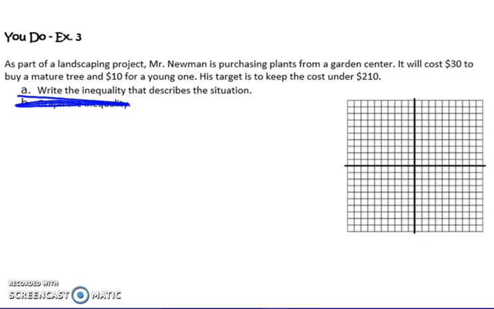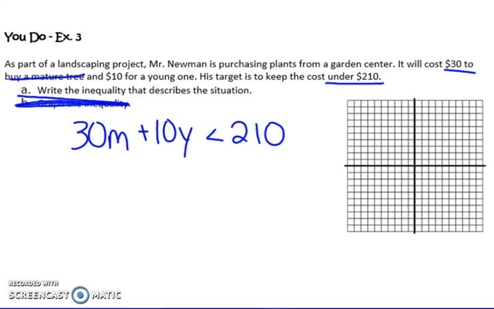His target is to keep the cost under $210. Well, if it's under $210, it has to be less than $210. We have $30 for a mature tree plus $10 for a young tree. That is my equation in standard form.